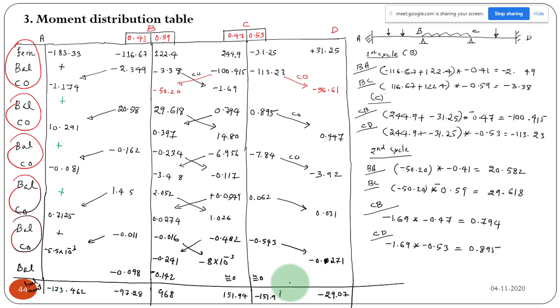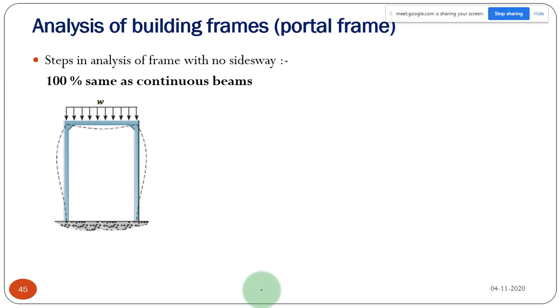If you could not get the answer with one cycle, you have to go for several cycles. When you have to stop: whenever you are getting negligibly small values or carryover moment like 0.027, you can stop it. In this stage it is negligible, but at this joint there is some unbalanced moment, one kilonewton meter, so you have to go for the next cycle. Finally both values are negligible, so you can stop it. At least you have to do a maximum of 5 or 6 cycles. Beyond that don't go, because it will take a lot of time. But sometimes you have to do questions like this. So this is your final answer.